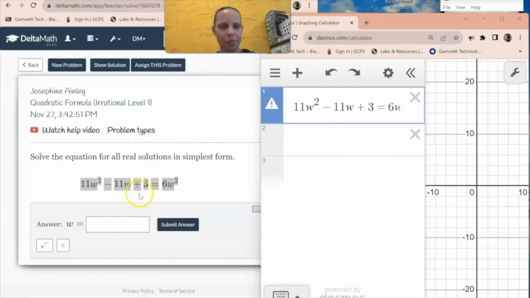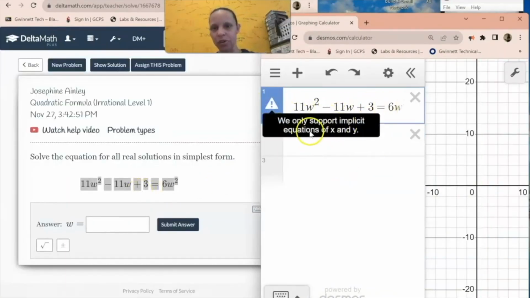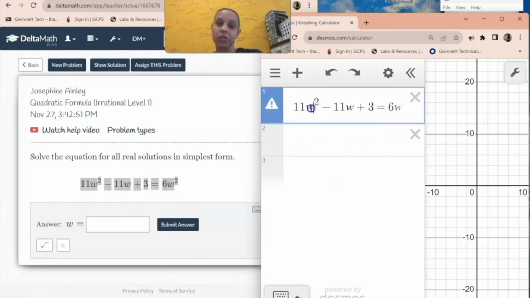All right, so we're going to copy and paste it into your equation. And look, there's an error. What's the problem? We only support implicit equations of x and y. Oh, because I put a w in here.